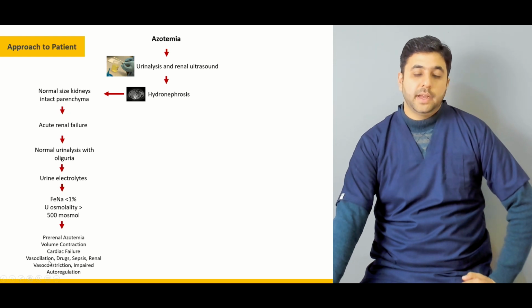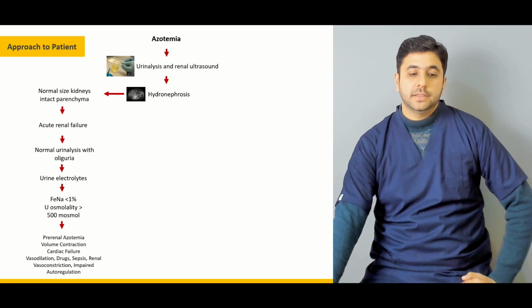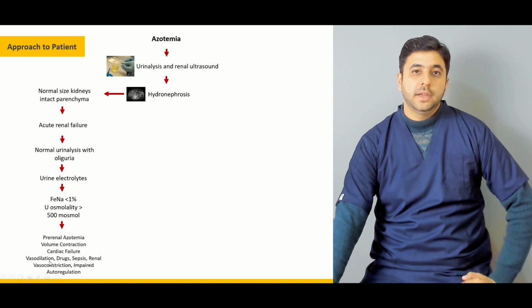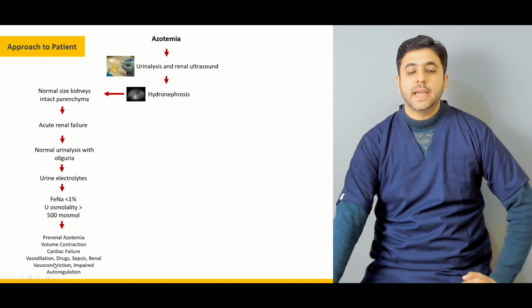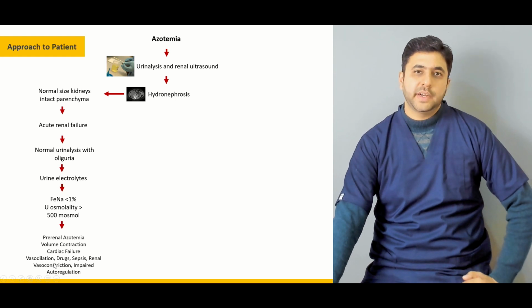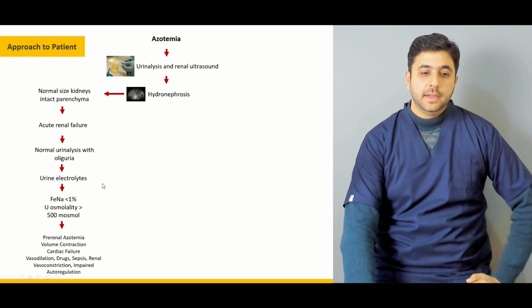There might be some vasodilation. This can be because of some sepsis or because of some drugs he's taking. There can be some renal vasoconstriction because of acute hypovolemia. This can be a compensatory mechanism, or this can be because of some drugs the patient is taking, or this can be because of some vasculitis that is affecting the prerenal vessels. And finally, the autoregulation might be impaired because of any mechanism.